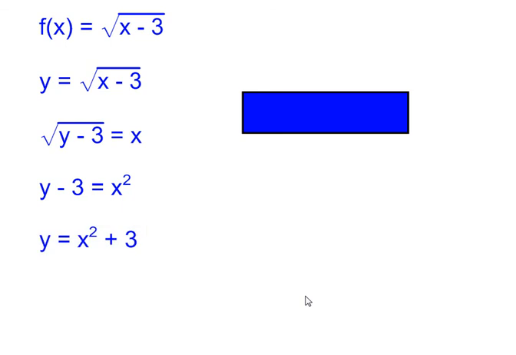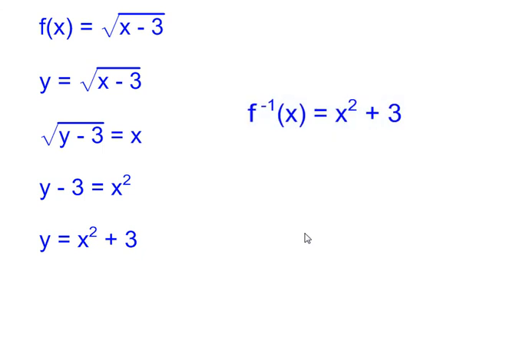Last step, add 3 to both sides to get y equals x squared plus 3. And again, the answer in inverse notation is the inverse of f equals x squared plus 3. We will be doing a number of these examples in our homework. Again, the process is still the same. Switch your x's and y's and solve for y. The challenge will be, how do you solve for y?